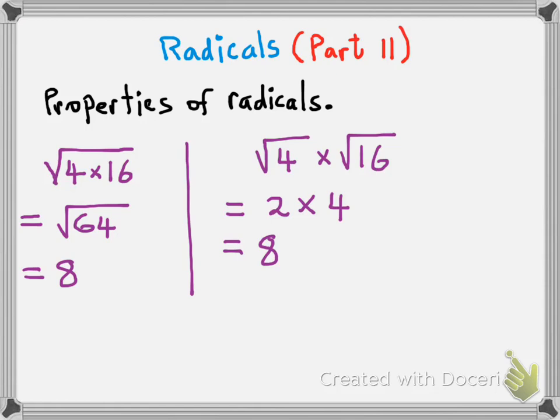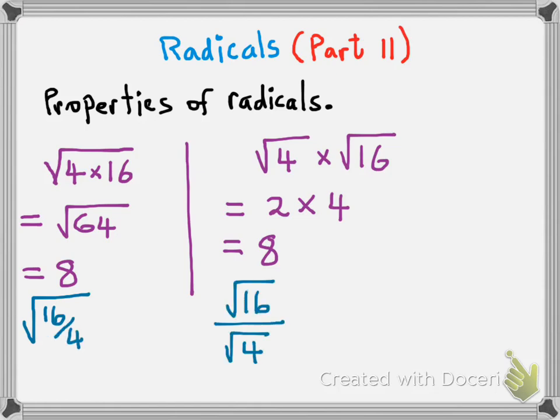The square root of 4 multiplied by 16 is the square root of 64, which is 8. On the other side, the square root of 4 multiplied by the square root of 16 is 2 times 4, because the square root of 4 is 2 and the square root of 16 is 4, and your result in either case is the same, 8.